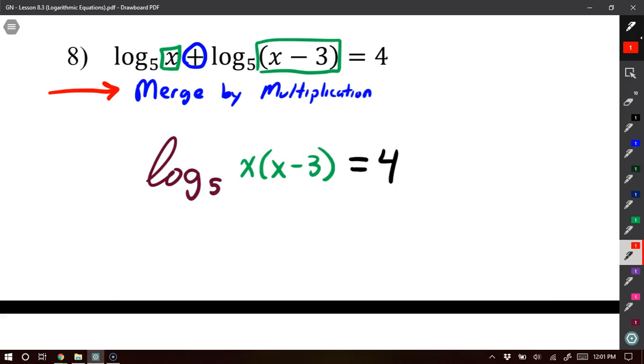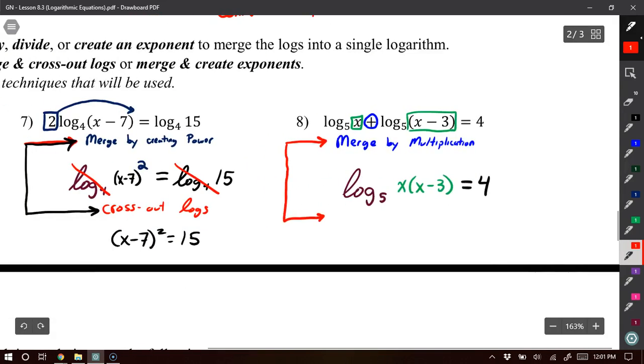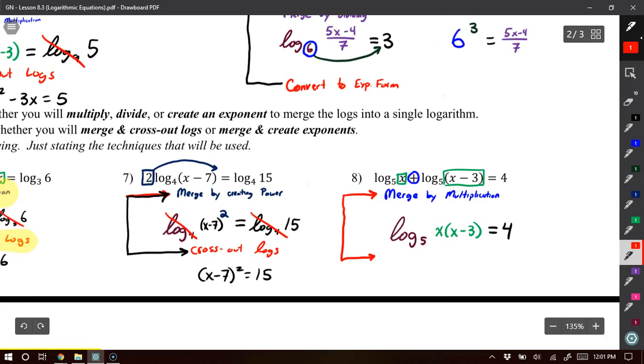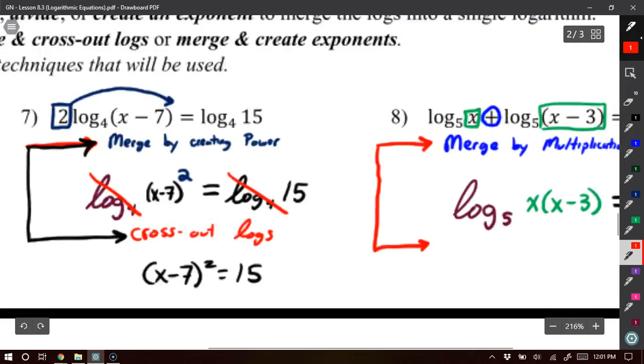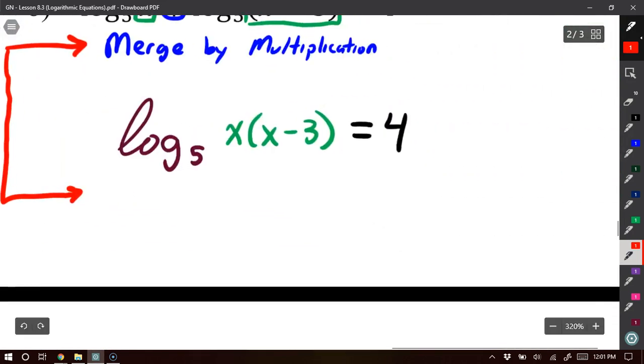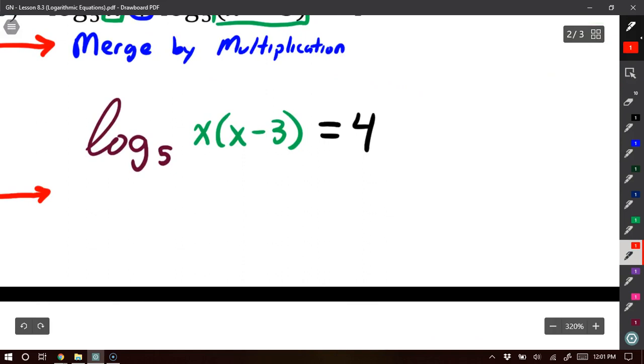Part 2 says, okay, well now, I have that. What should you do for solving? What structure do you have? Do you have log equal value, or do you have log equal a log? Do I have logs on one side, or do I have logs on both sides? Now, if I look at number 8, I only have a log on one side. So I have to convert to exponential form.